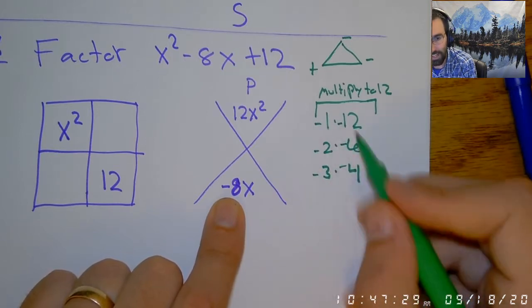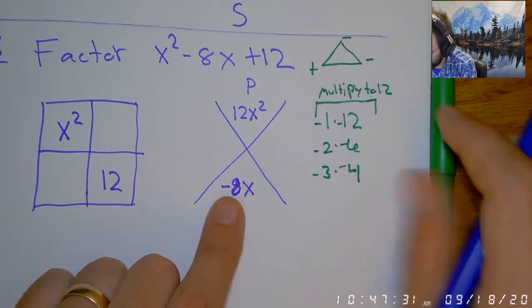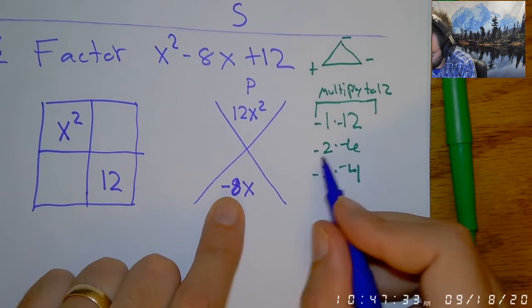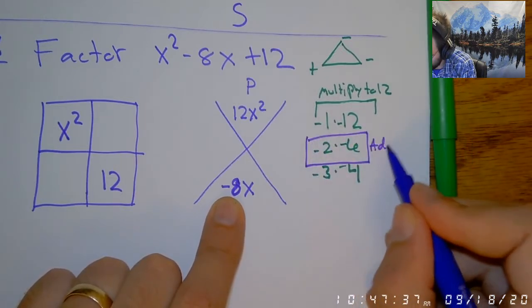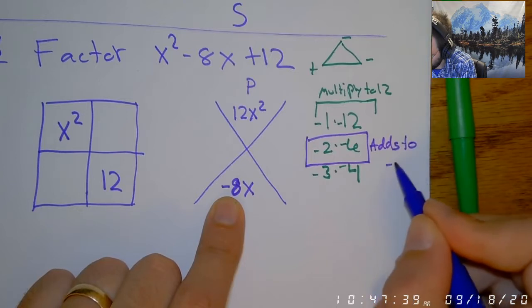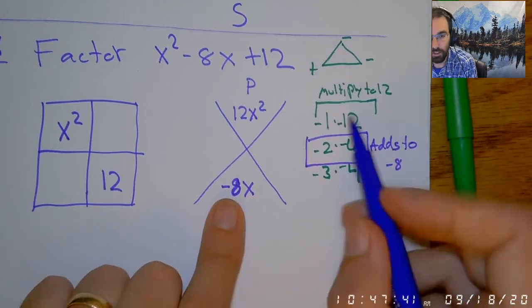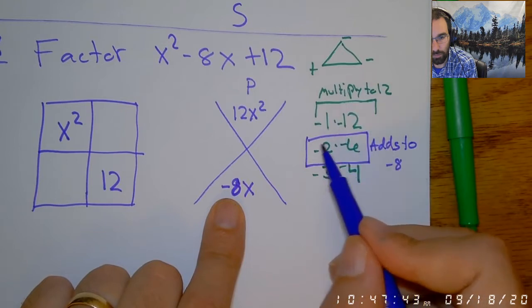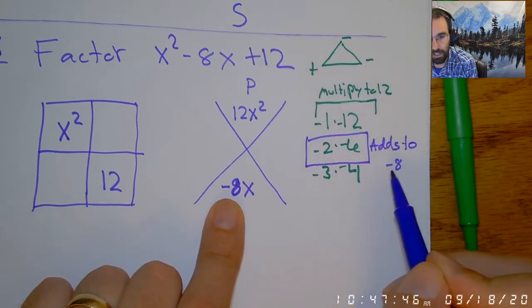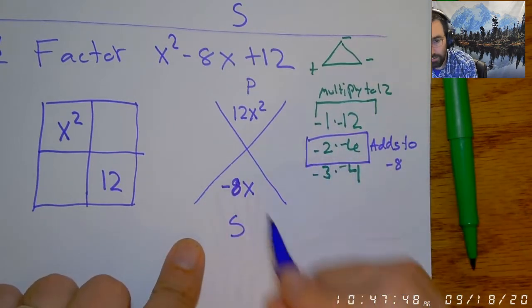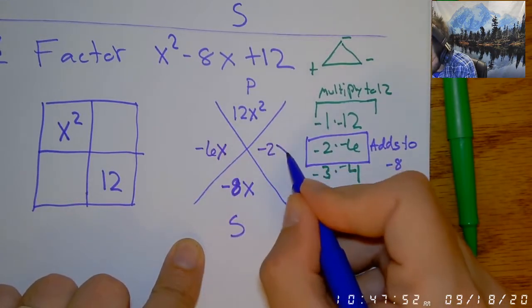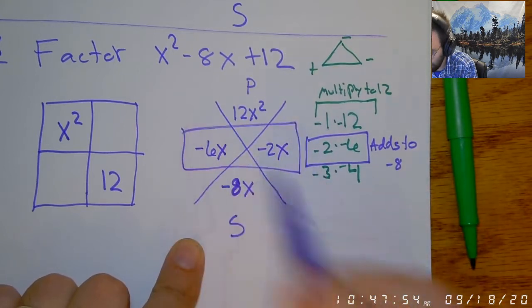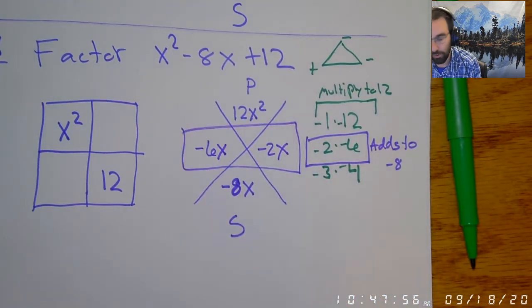So which one of these adds up to negative 8? Okay, well, negative 2 plus negative 6 adds to negative 8. So they still multiply to 12 because they're both negative, but this one adds to negative 8. So again, it doesn't matter where I put them. I have negative 6x and negative 2x. These are my missing numbers. Okay, that's that little mini game.